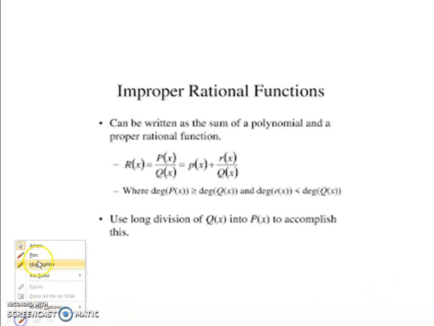Our main thing is that we have to focus on this: an improper rational function can be written as the sum of a polynomial and a proper rational function. Rx is equal to px upon qx, that is, px plus rx upon qx, where the degree of px is greater than the degree of qx and the degree of rx is less than the degree of qx. Use the long division of qx into px to accomplish this. So we will solve the improper rational fraction example once again in today's lecture in a different pattern.